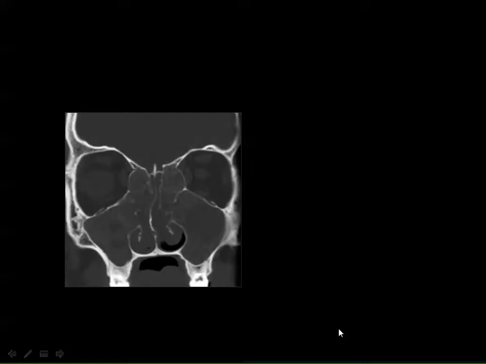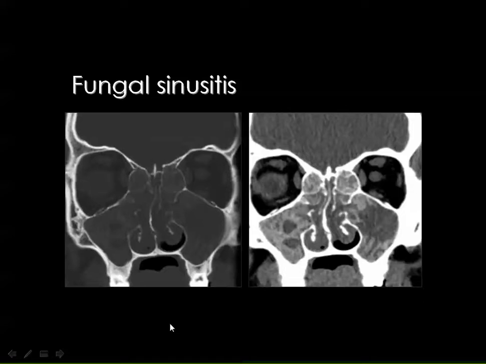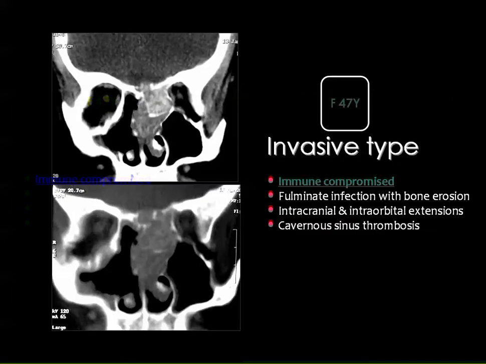This is the sinonasal type as seen in the routine coronal CT scan of the paranasal sinuses in the bone window image. But if you look at the soft tissue window image, you can see the hyperdensities of the fungus, and also the hypodensities of the sinusitis. This is sinonasal type of sinusitis that has been complicated by secondary fungal infection.